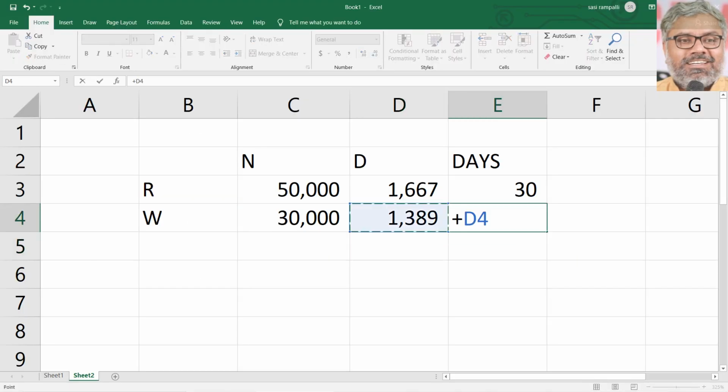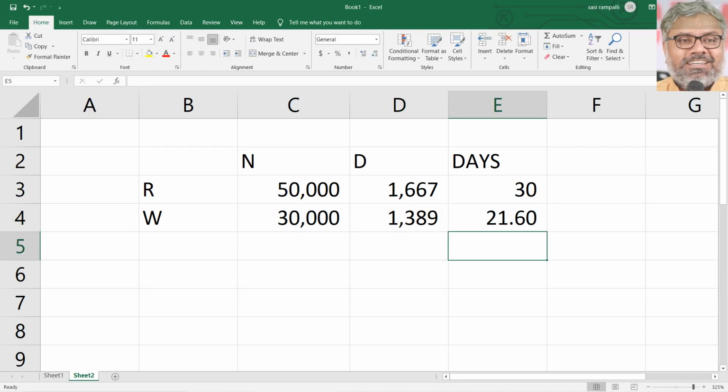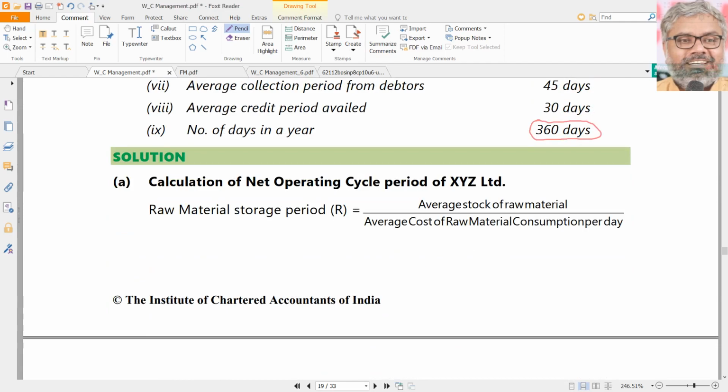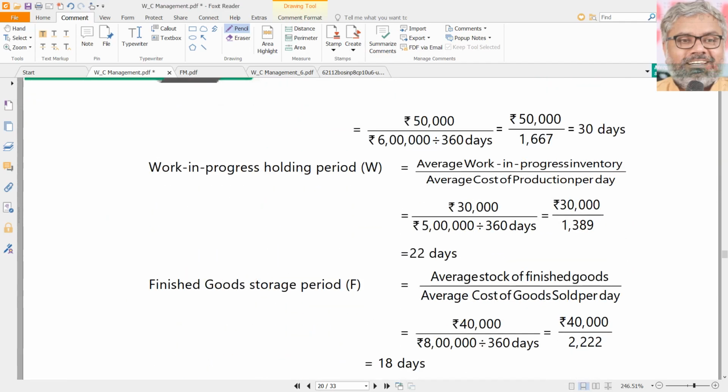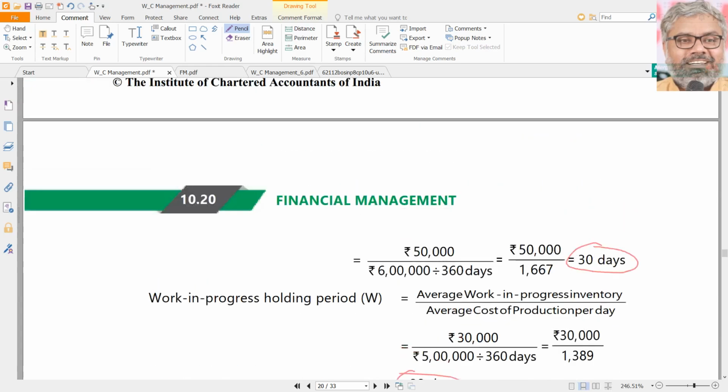Whatever it is. Then average stock of work in progress divided by per day, that will be approximately coming to 22 days. That is W. So raw material storage period is 30 days. Work in progress holding period is 22 days.